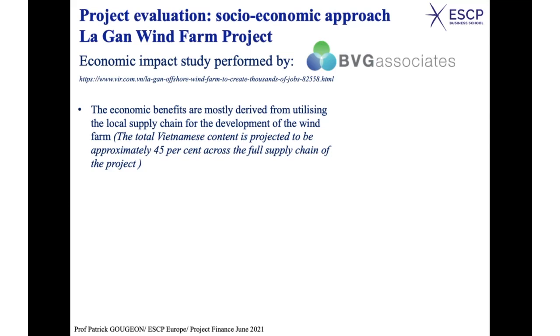The conclusion of the survey was that the economic benefits are mostly derived from utilizing the local supply chain for the development of the wind farm. In other words, that would create jobs and activity for local companies. And the estimate is that total Vietnamese content is projected to be approximately 45% across the full supply chain of the project. You see, so here we take into consideration to which extent the local players are involved in the project.